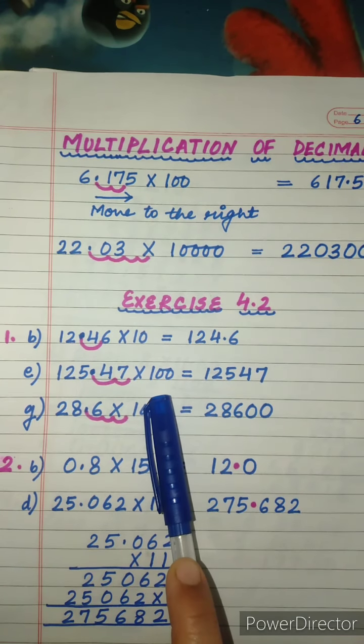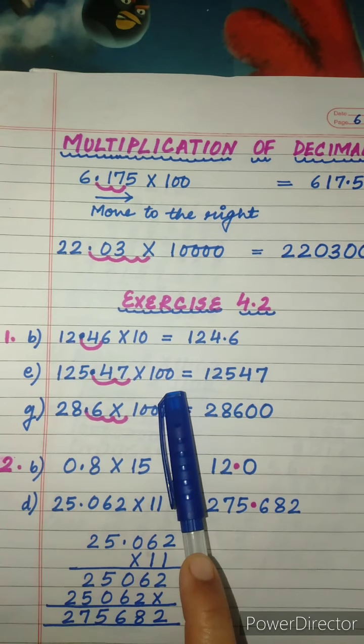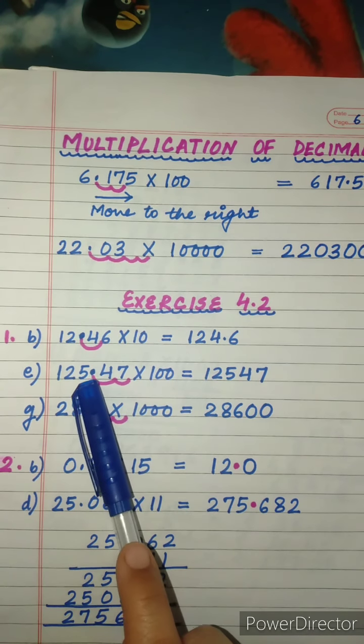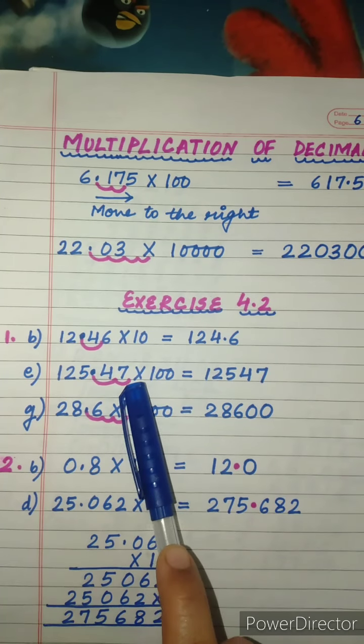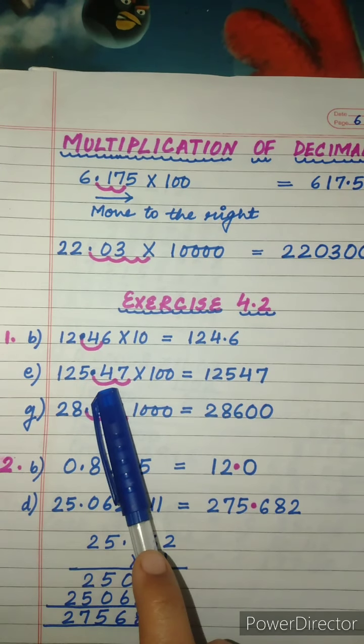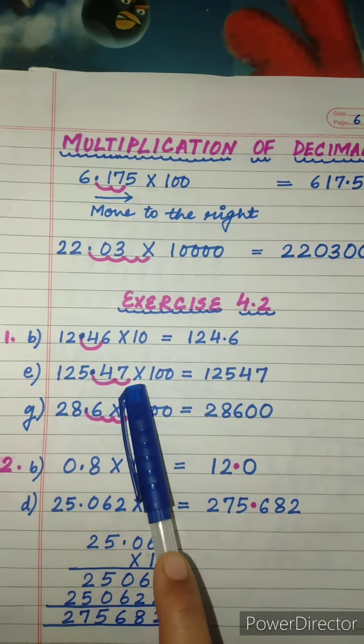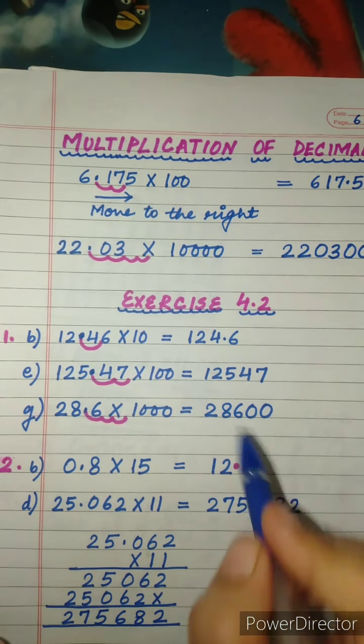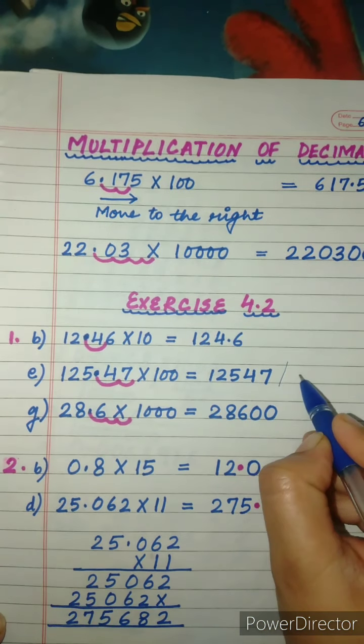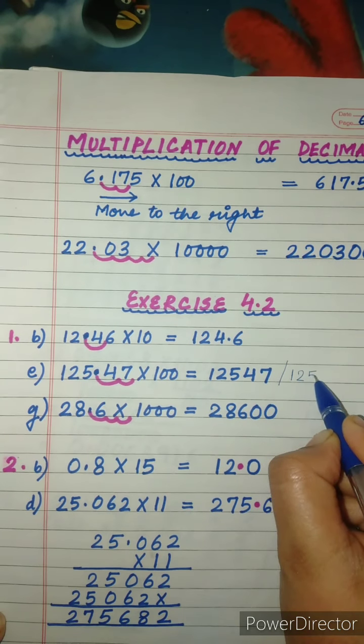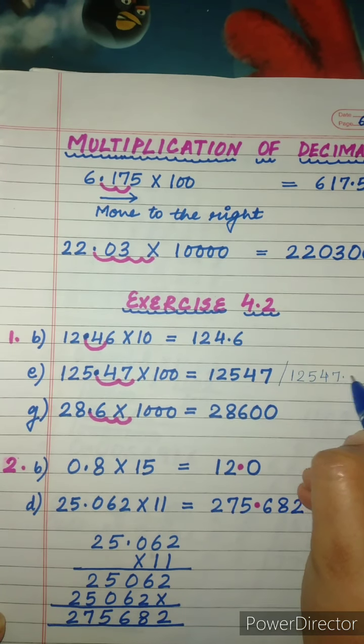Then 125.47, that into 100, we have to move 2 places only. Then we have 7 after the decimal, so you're going to write your decimal after 7. You can write here 12547, or you can also write 12547.0.